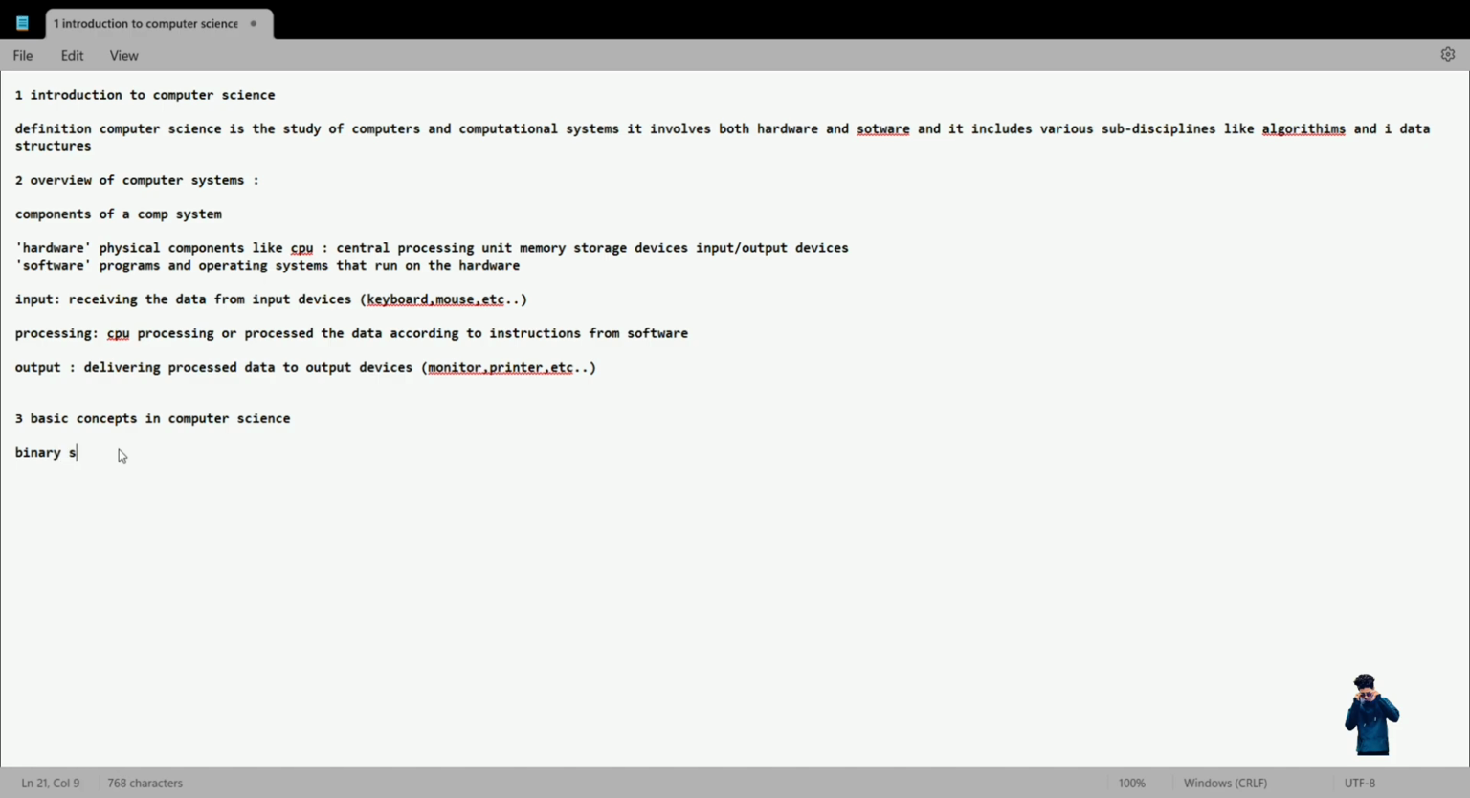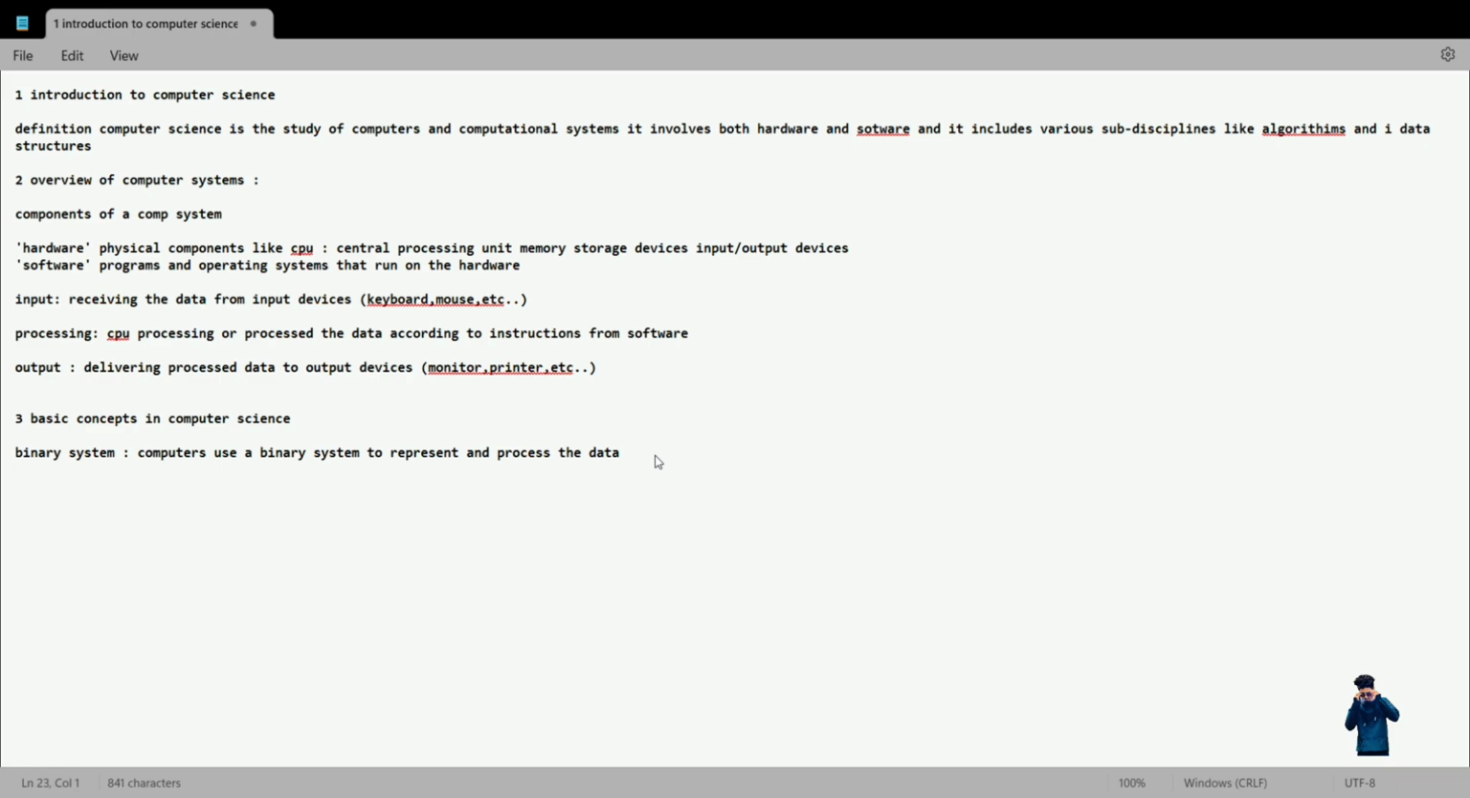What is the language? Binary language. I mean, it's called the binary system. So here we go to see: computers use a binary system to represent and process the data. So this is the definition of binary system.